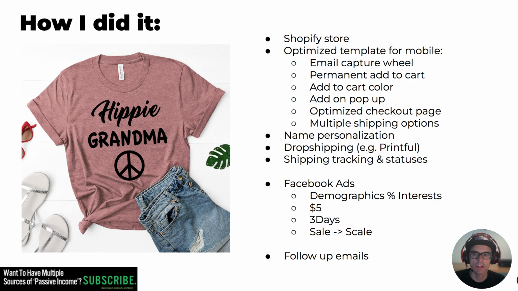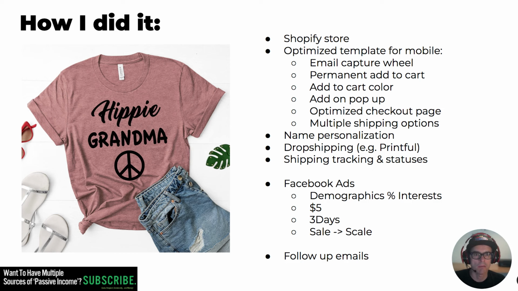The second thing you need is a template that is optimized for mobile. As you will see later down, I was using Facebook ads. Those ads were pointing at the product page, right? And most of the people today are going through their feed using mobile devices. So that's why you need a template that is optimized for mobile.